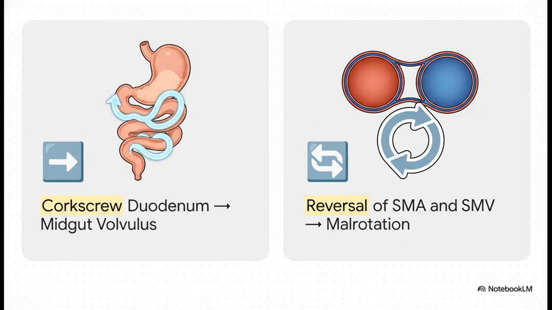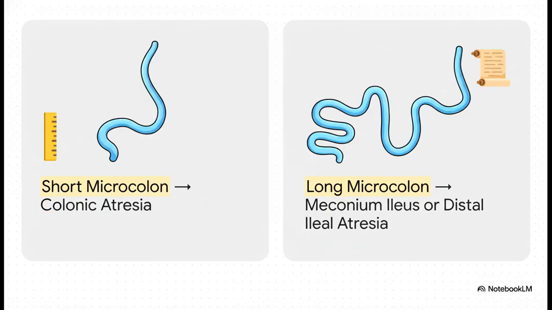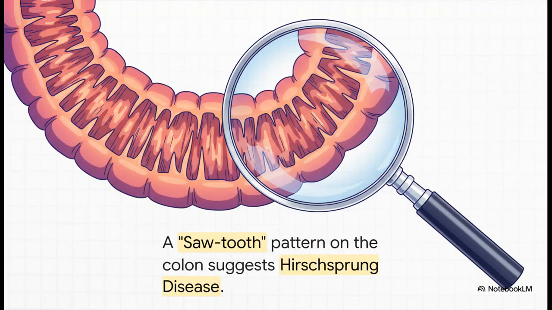Here are two key imaging signs. A corkscrew duodenum means volvulus. A reversed SMA and SMV means malrotation. The length of the microcolon is a huge clue. Short means colonic atresia. Long points to meconium ileus. And if you spot a sawtooth pattern on the colon, that's your classic sign for Hirschsprung disease.